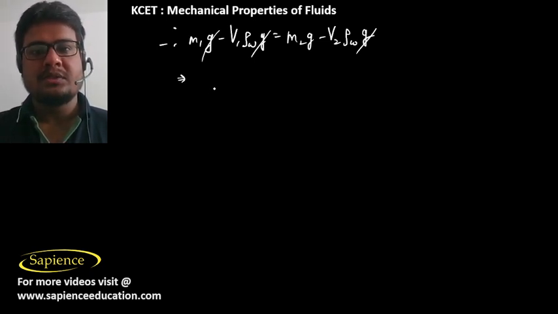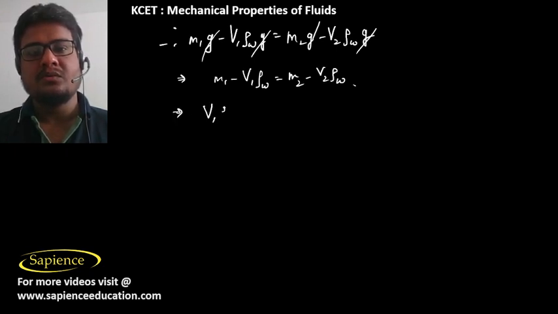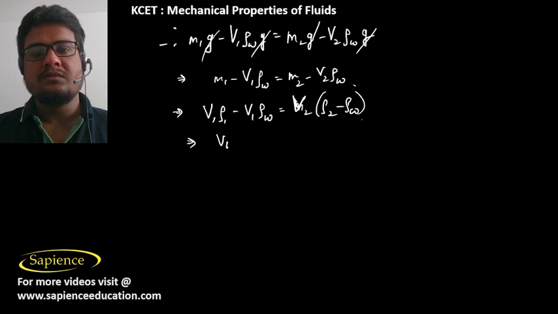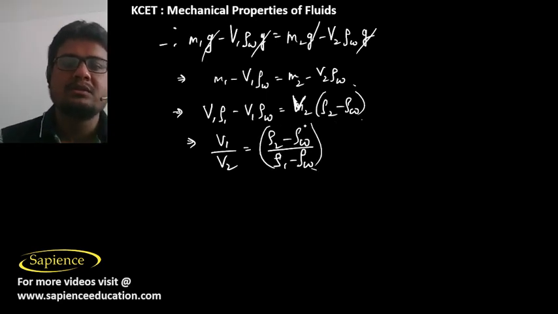Now therefore I can say that (M1 minus V1) into rho W is equal to (M2 minus V2) into rho W. So M1 is V1 into rho 1, so V1 into rho 1 minus V1 into rho W is equal to V2 into (rho 2 minus rho W). So now I can say V1 by V2 is equal to (rho 2 minus rho W) divided by (rho 1 minus rho W).